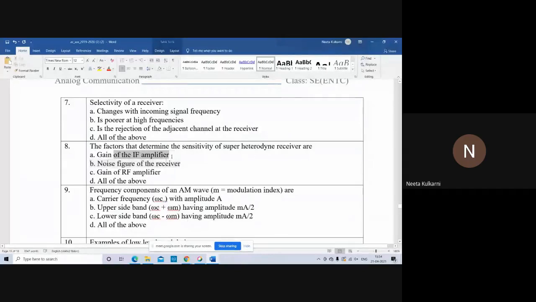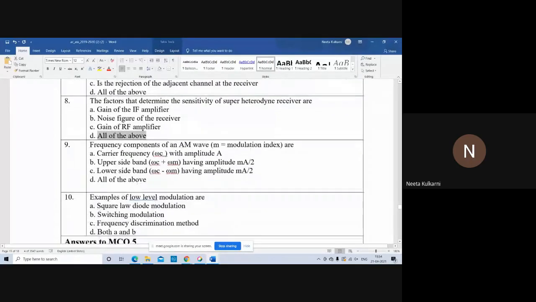If the gain of the IF amplifier changes, the sensitivity changes. If the noise figure of the receiver changes, the sensitivity changes. If the gain of the RF amplifier changes, the sensitivity of the receiver is affected. Okay, so all of the above is the correct answer for this.